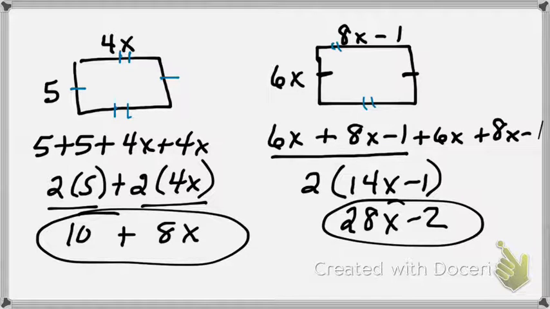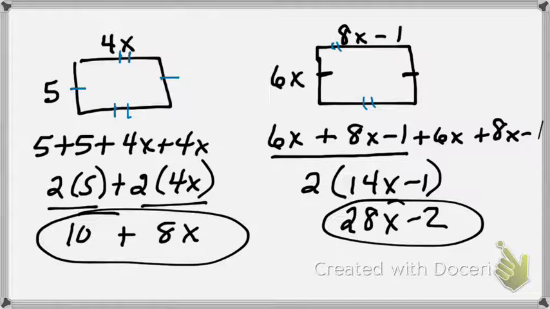All right, so I have a perimeter for this one. I have a perimeter for this one. What if I asked you to find the sum of these two perimeters? If you think back to last semester, what does the word sum mean? That would mean to simply add the two together, right?